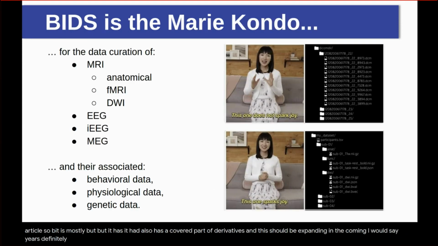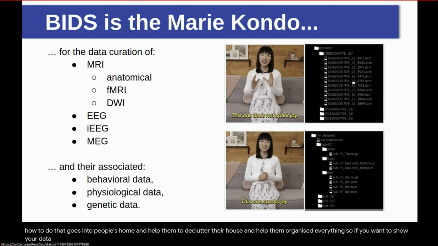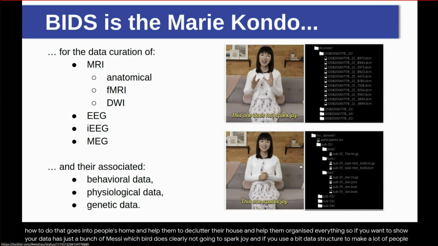All right, so BIDS is the Marie Kondo of data curation. If you don't know Marie Kondo, she's this Japanese woman who's had a show on Netflix where she goes into people's homes and helps them declutter their house and organize everything. So clearly, if you want to share your MRI data as just a bunch of messy, poorly named DICOM files, you could potentially do it, but that's clearly not going to spark joy. And if you use a BIDS data structure, clearly it's going to make a lot of people much happier.